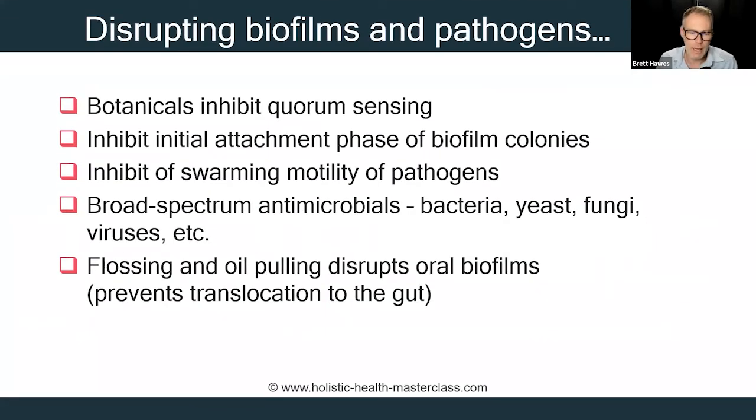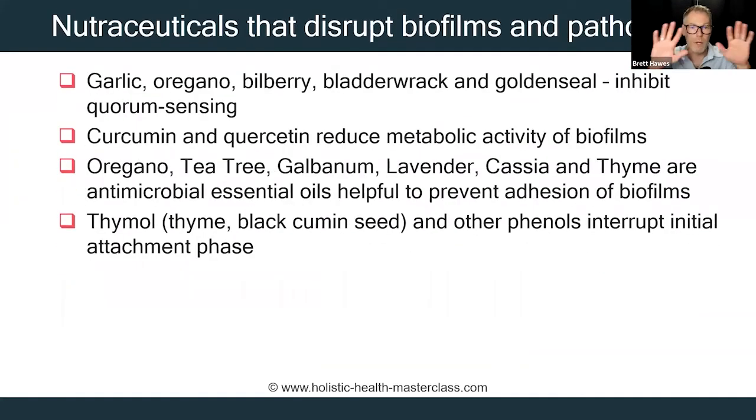Now, we can also disrupt biofilms and pathogens in a number of ways, right? So we can use botanicals to inhibit quorum sensing. We can inhibit the initial attachment phase. We can inhibit the swarming motility. We didn't really talk about that. There are broad spectrum antimicrobials, and flossing and oil pulling disrupts oral biofilms, which then prevents translocation to the gut. So a lot of things we can do here. And I want to be quite clear that what we're going to share in the next couple of slides, we don't have to use it all, and we also don't have to use crazy high doses. Remember, we want to look at the whole.